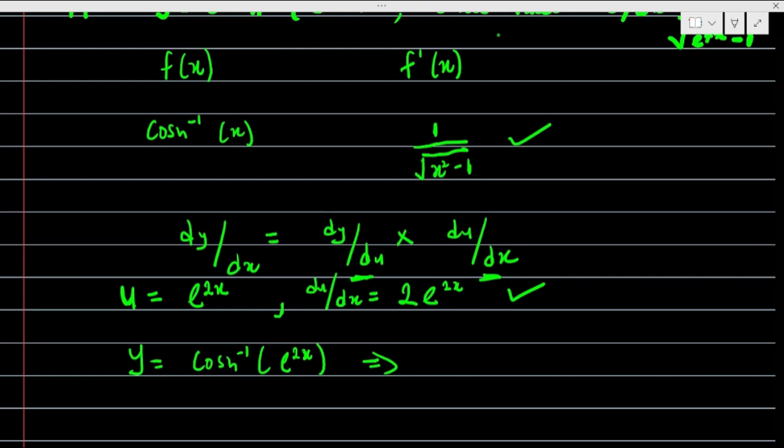So my function will now become what? It now becomes cosh inverse of u. Can you see? We have assigned u to be what? e raised to power 2x. So now we don't write e raised to power 2x again; we have it to be u. Can you see? Hey, we are making sense.